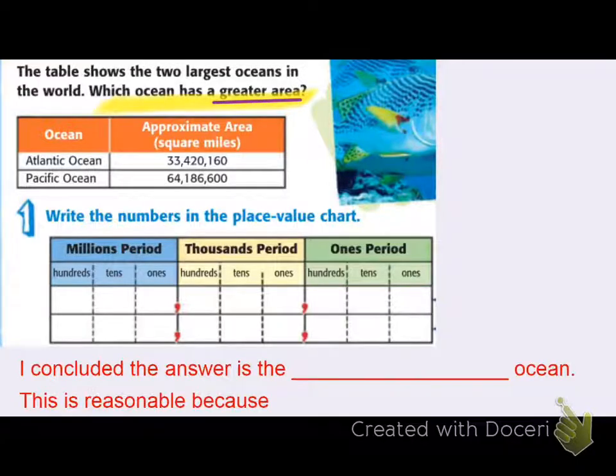So step 1 tells me to line up the numbers starting with the ones place. So if I look at the ones period, I'm going to put that 0 and make sure that each digit is in the correct place value.